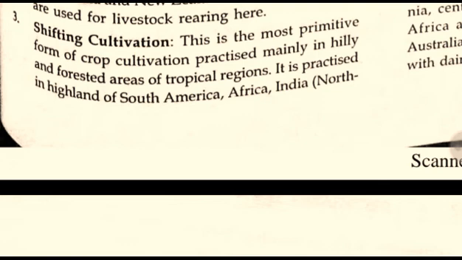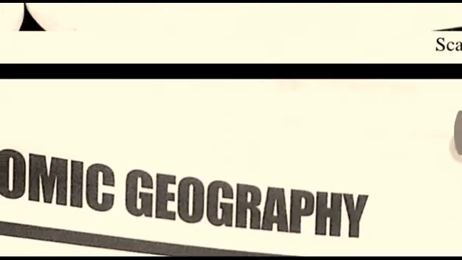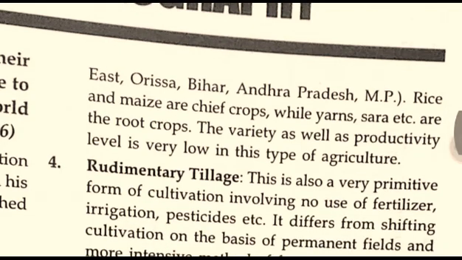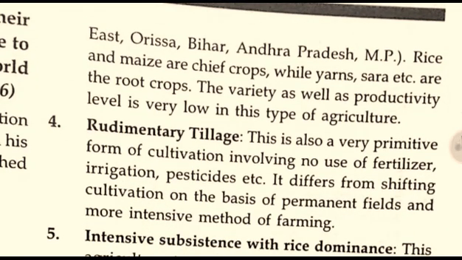And first of all, third is mainly shifting cultivation. It is mainly the most primitive form of crop cultivation practiced mainly in hilly and forested areas of the tropical region. It is practiced in the highlands of South America, Africa, and India: the northeast area, Odisha, Bihar, Andhra Pradesh, and Madhya Pradesh states.